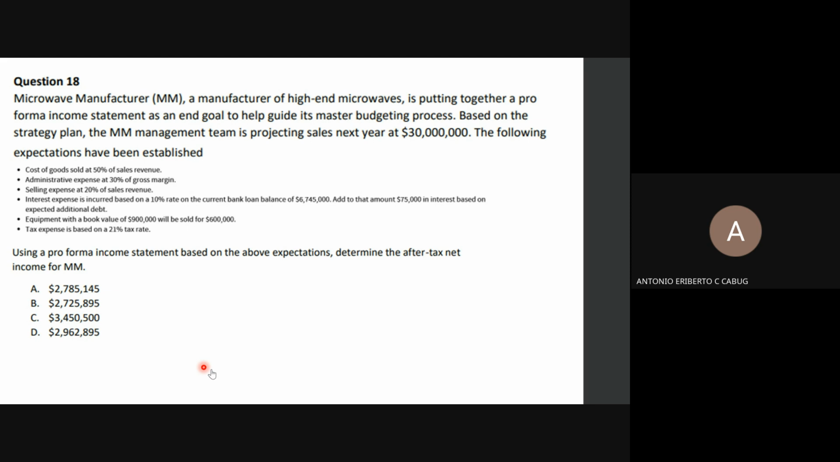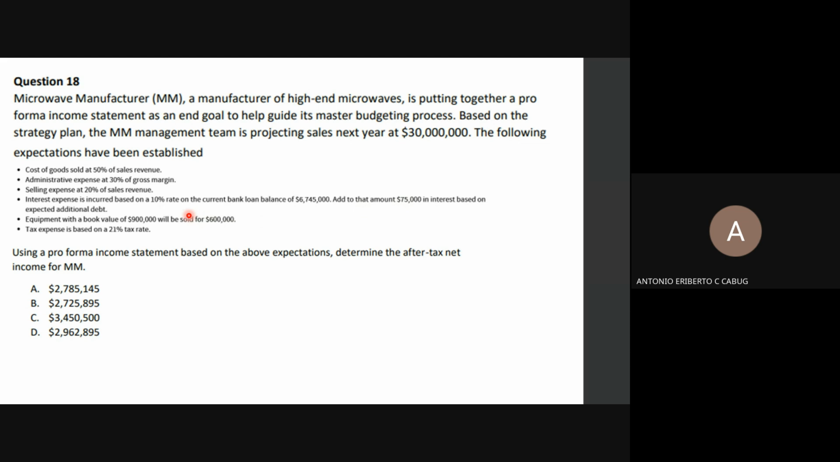Okay na? Oh, sige. So 30 million times 50% is 15 million. Gross profit is 15 million. So 15 million times 30%, that's admin expense. So that would be around 4.5 million. No? And then 4.5 million deducted from 15 million is 10.5 million. Less selling expenses at 20% of revenue. So that's 6 million. 10.5 million minus 6 million, so that's 4.5 million na lang.